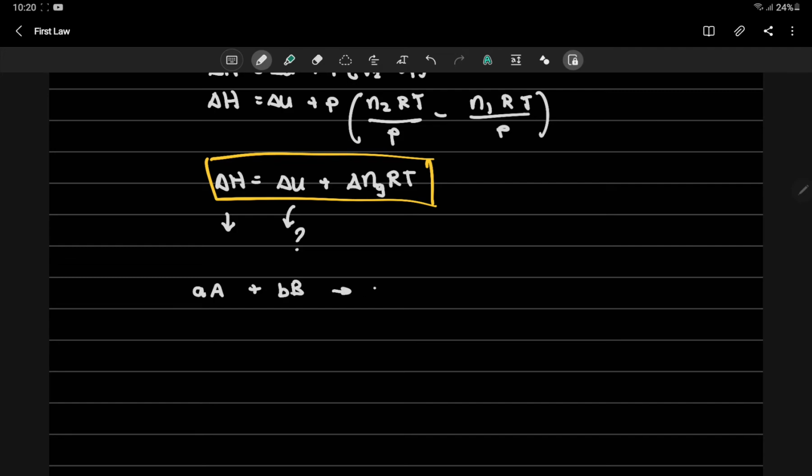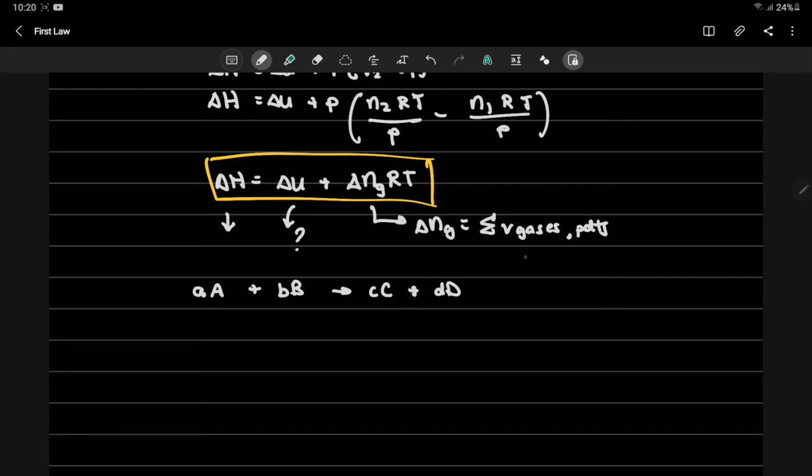forming C plus D. By the way, for delta n_g, I forgot to note that yan ay difference ng mga coefficients ng gases in the reaction. So, take the sum of all the coefficients of gases in the products.